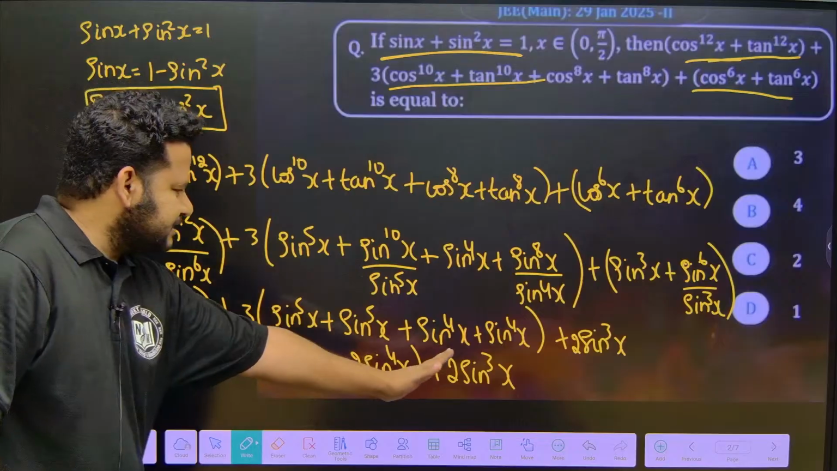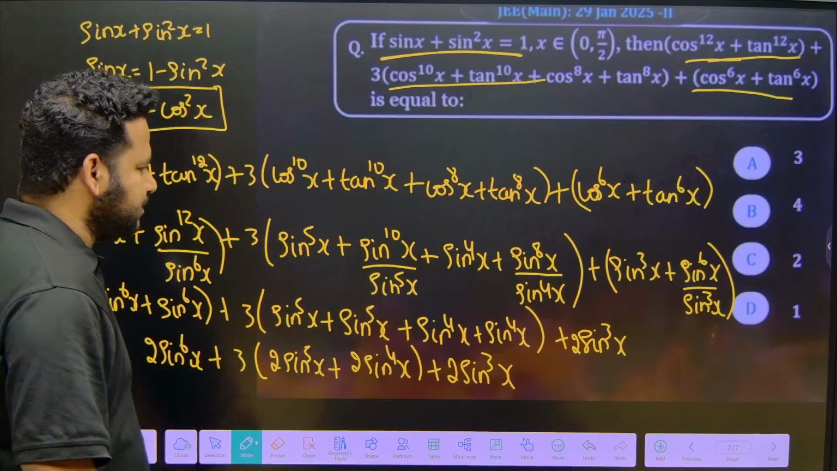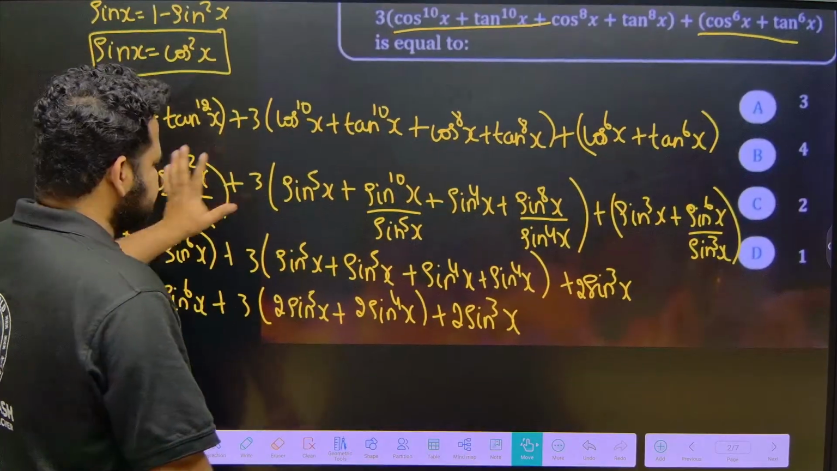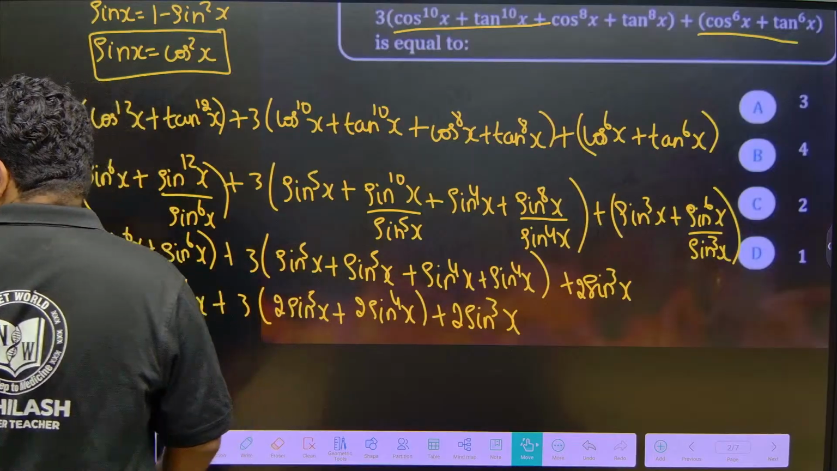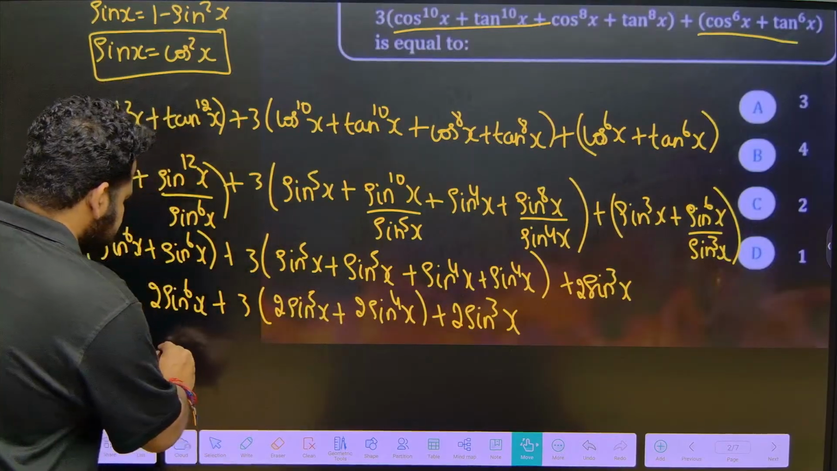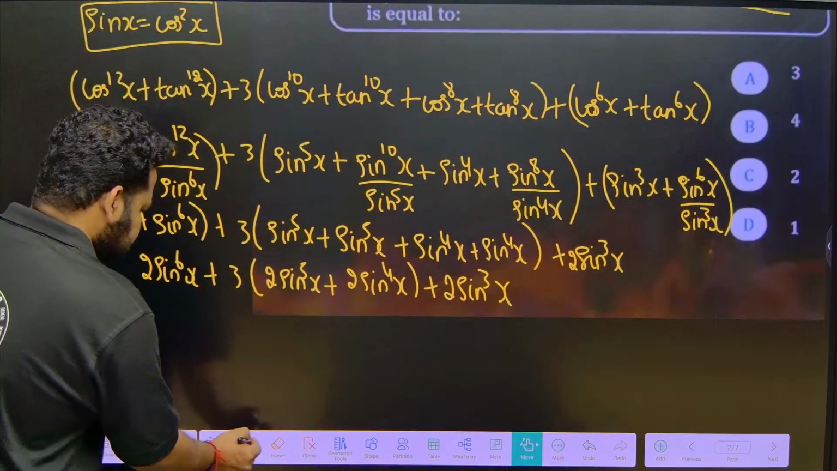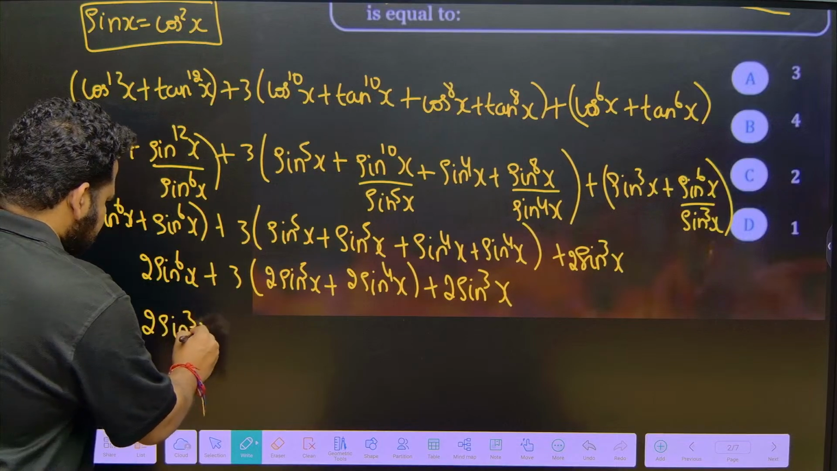So, what I can take? Sin cube x I can take common, otherwise I can take 2 sin cube x common, correct no? Let me take it as common. This much steps are not required. I am writing it so that each and every student understands. So 2 sin cube x, see, if I take 2 sin cube x common, what will this become?